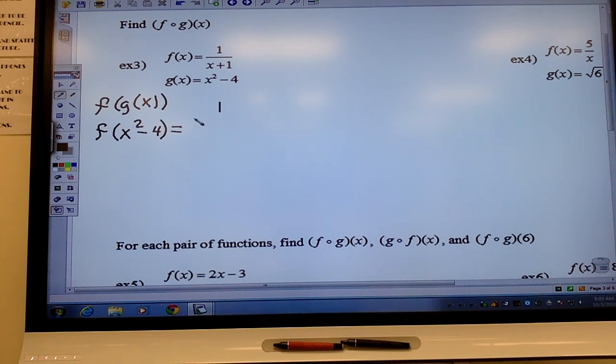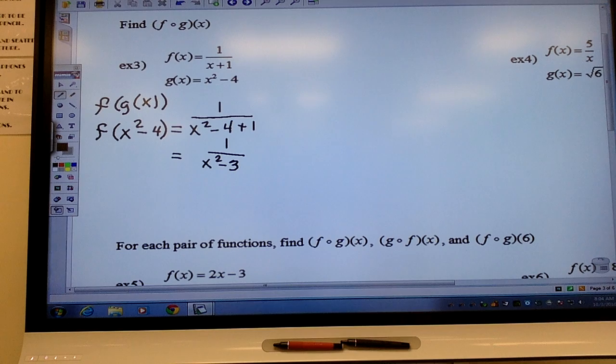So it has a 1 as my numerator, and down here, all it's doing is adding 1 to x. So here's my new x, and I'm going to add 1 to it. So my final answer is 1 over x squared minus 3. And that's the composite of f of g of x for example 3.